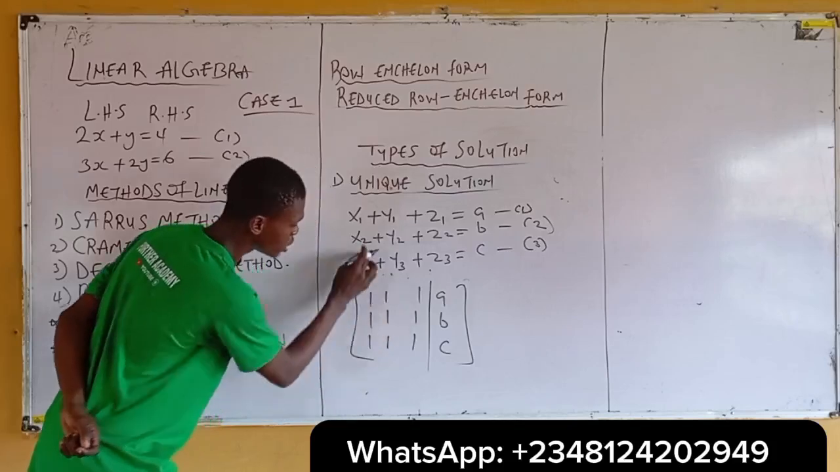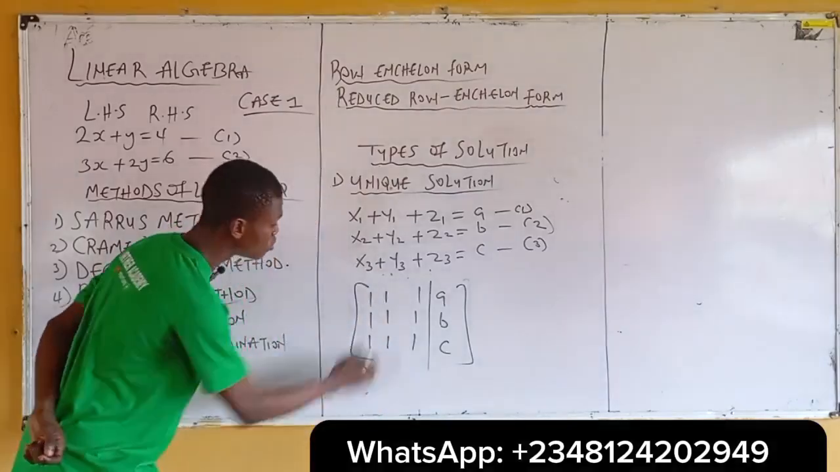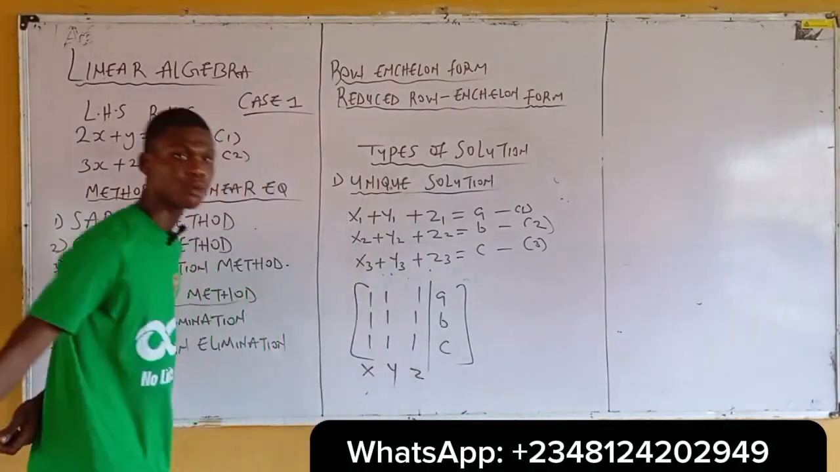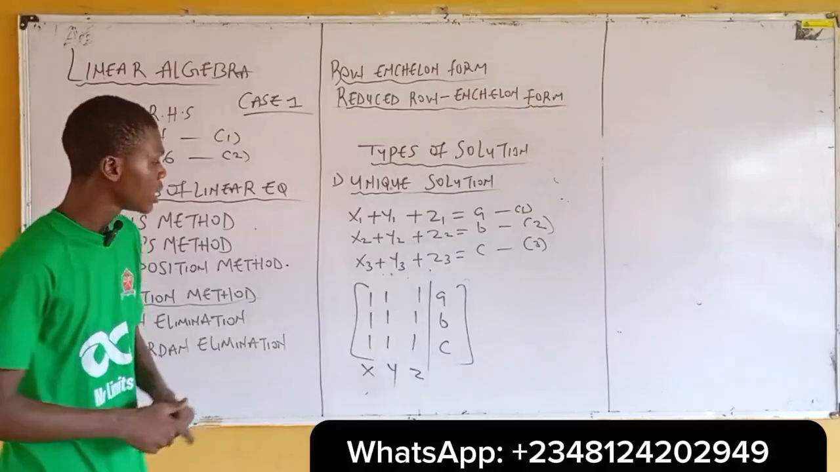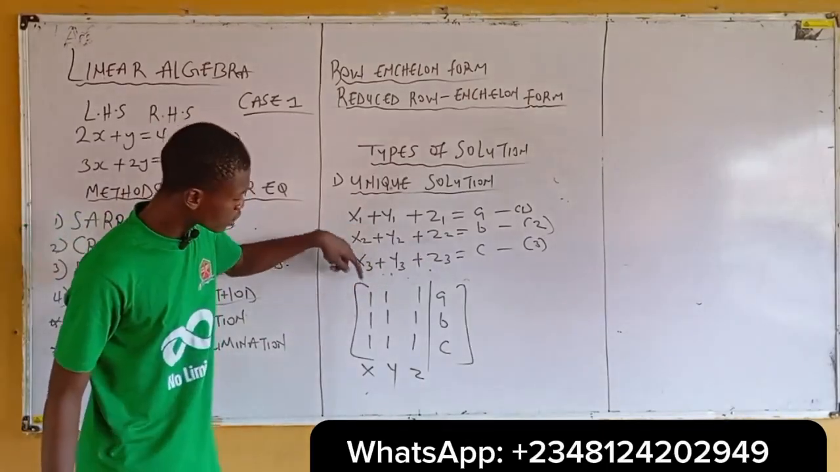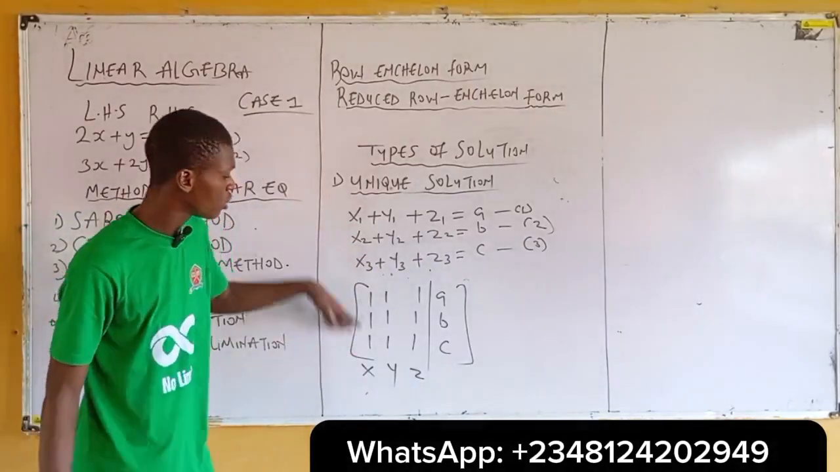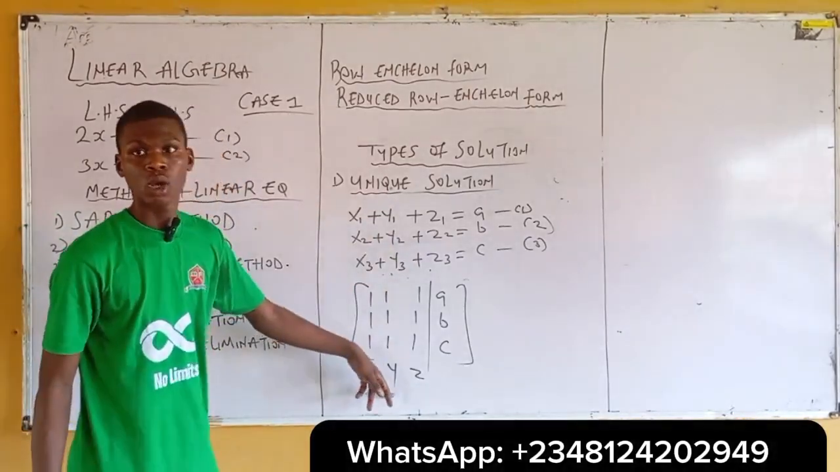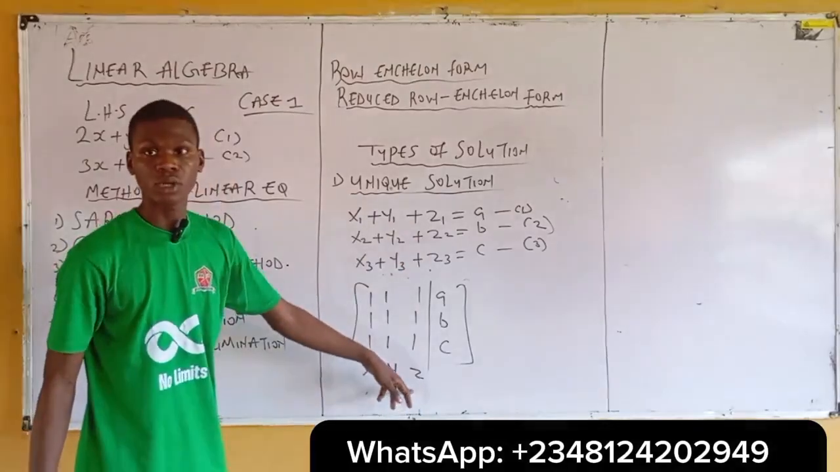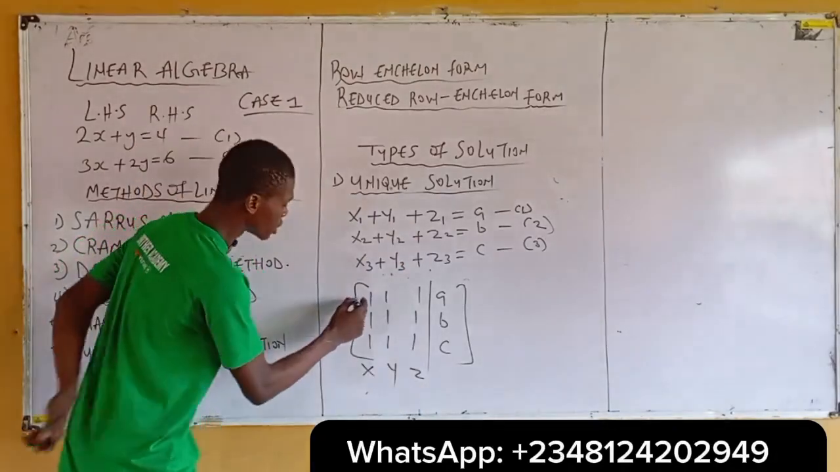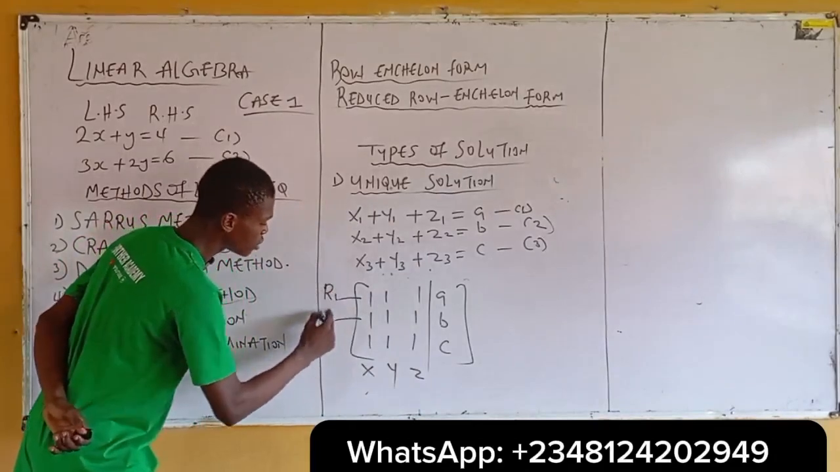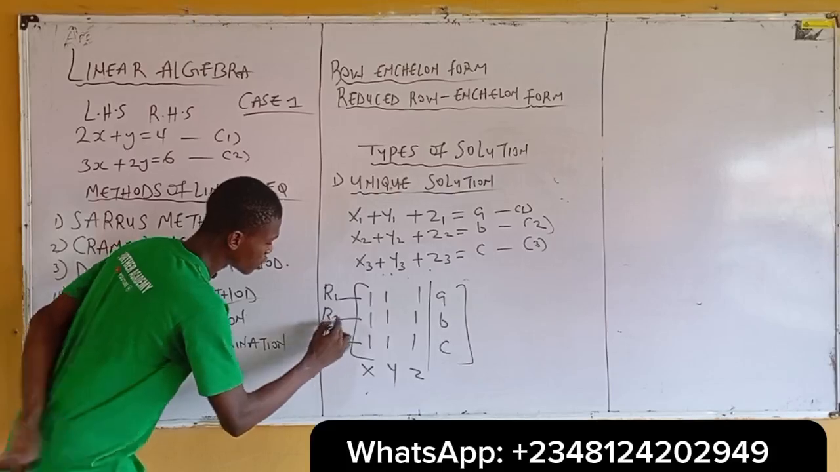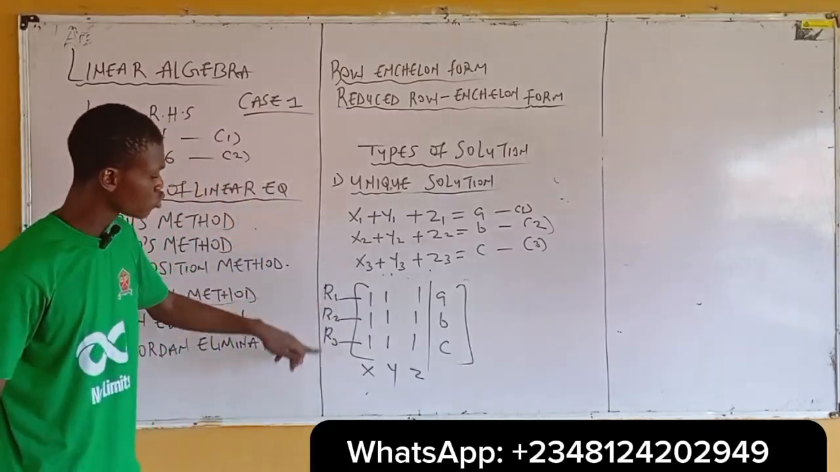This is what we are saying. This column is for the X variable. This column is for the Y variable. This column is for the Z variable. Meaning that at the end, what you must have in this column is only for X. Similarly, what you must have here should be for Y, and what you must have here should be for Z. Now look at row 1. If this is row 1, this is row 2, and this is row 3.